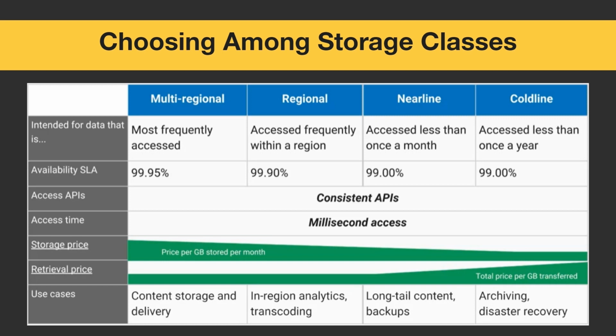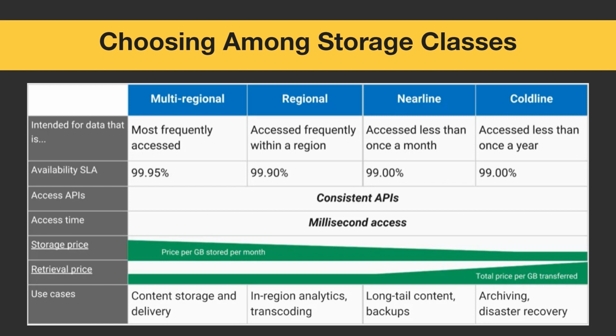Access time is milliseconds for all the storage classes, regardless of whether you select multi-region, regional, nearline, or coldline. As you go across the storage classes, the storage price goes from upside to downside, and the retrieval price goes from downside to upside. This is all for the different classes, but currently we are talking about the regional class.